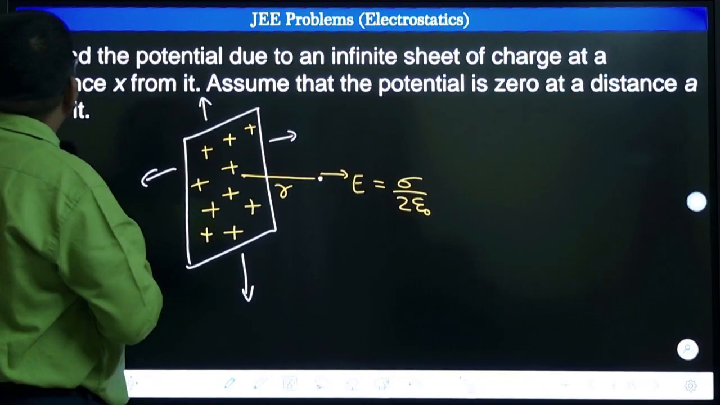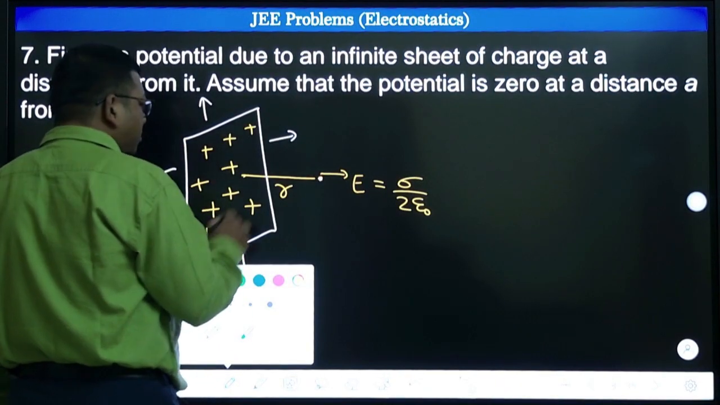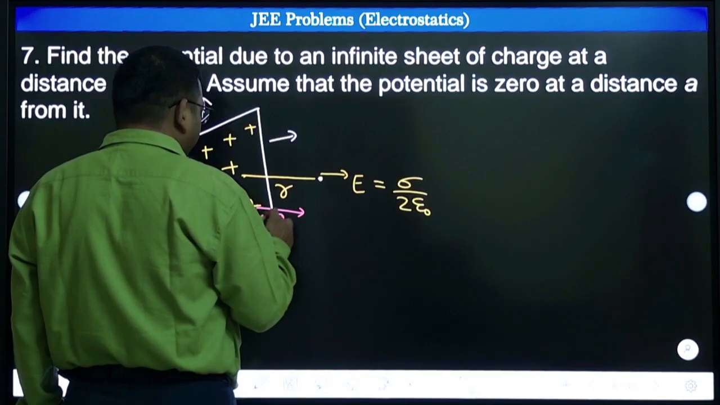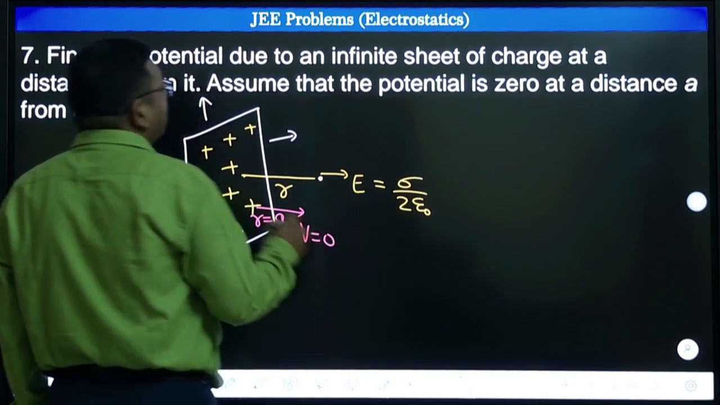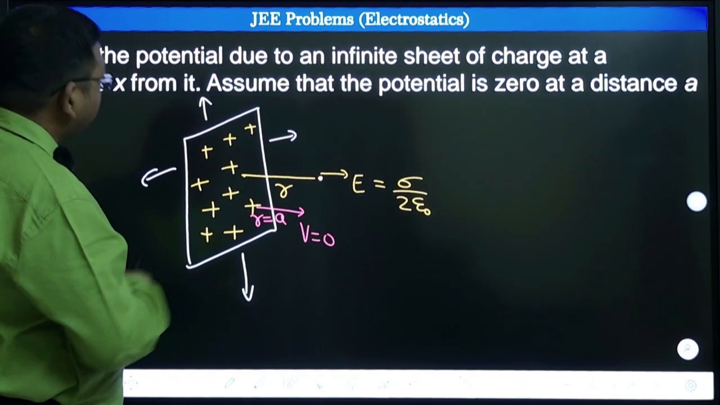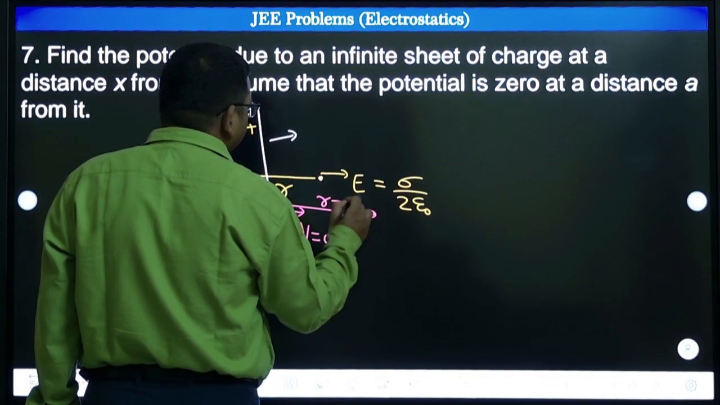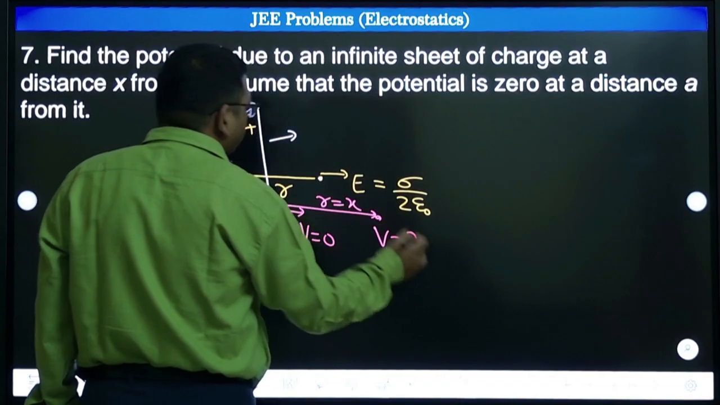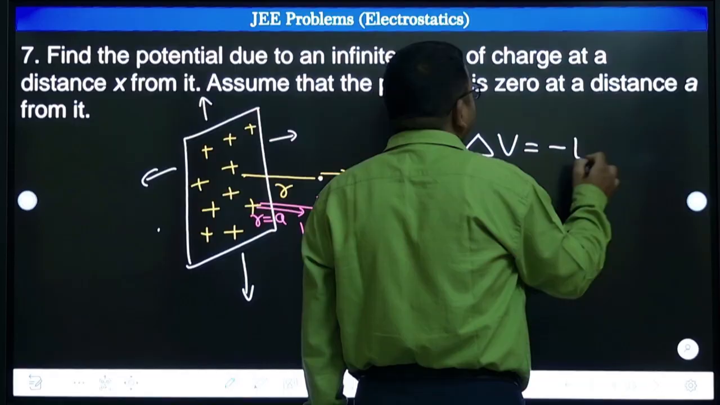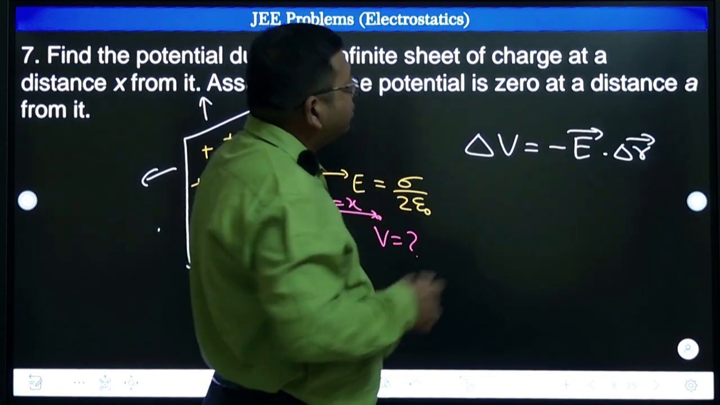What do we want to calculate? They have given that the potential is 0 at a distance a from it. So suppose at some distance, r is equal to a, here potential is 0, and you want to find the potential at a distance x in general, so r is equal to x, let us say. Here, moving to a distance r equal to x, you want to find the potential. So what will you do? Here directly you will apply delta V is equal to minus E dot delta r. Why should we apply it like this? Because the field is uniform.